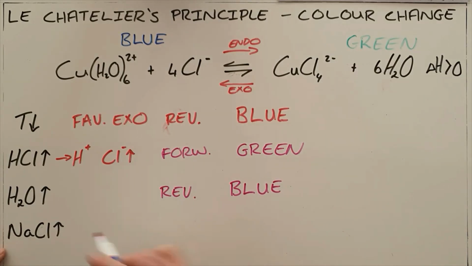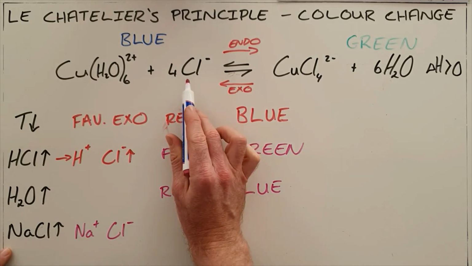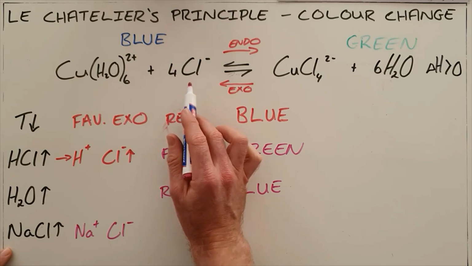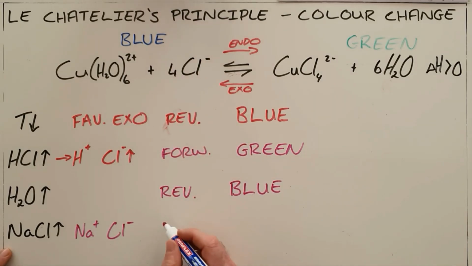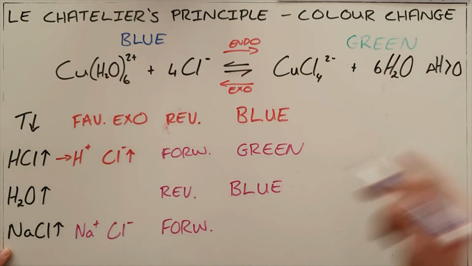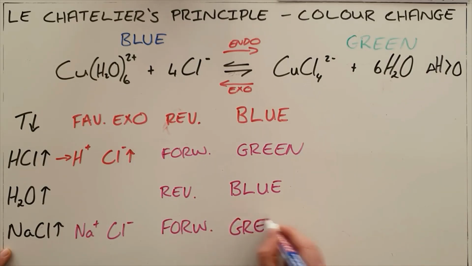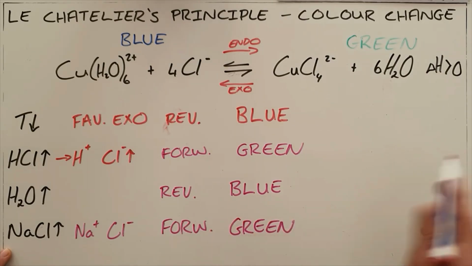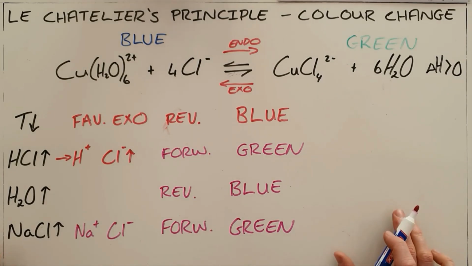And finally, the question asks what happens if we add sodium chloride to this reaction. Once again, we know that sodium chloride is an ionic compound which would dissolve into sodium and chloride ions. So once again, we are increasing the chloride ion concentration, and Le Chatelier's principle says we favor the direction that undoes that. In this case, that is the forward direction, which uses up blue components and produces green components.